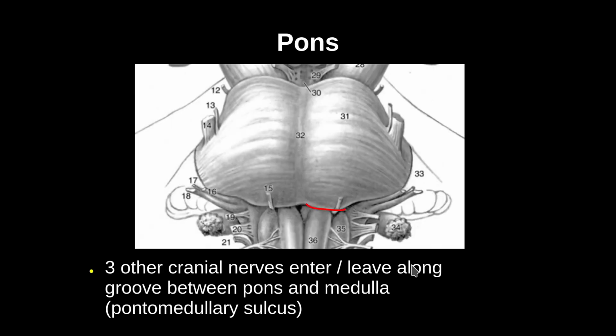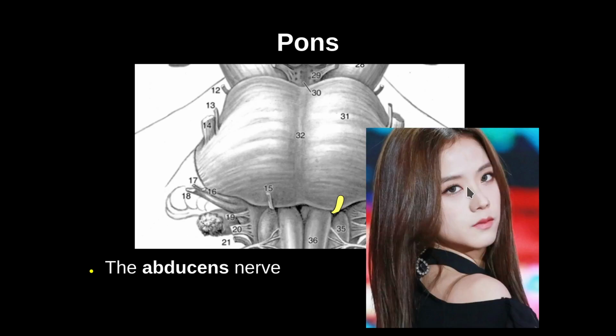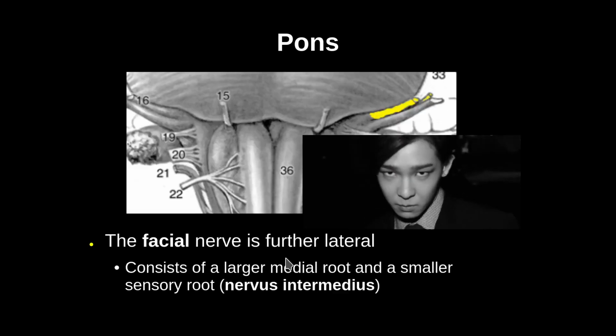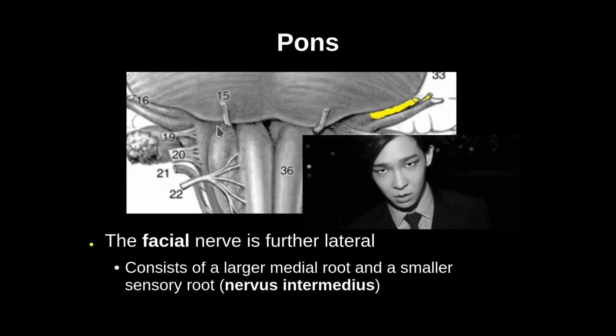Right, so now we get to the next few cranial nerves. The abducens, which is the sixth, the smallest and the most medial of the cranial nerves that exit through this sulcus here, the junction of the pons and medulla. So demonstrated here, the lateral rectus, meaning your eyes move to the sides, no? Meaning your eyeballs look towards the side or your ears. The abducens. So further laterally would be the facial nerve.